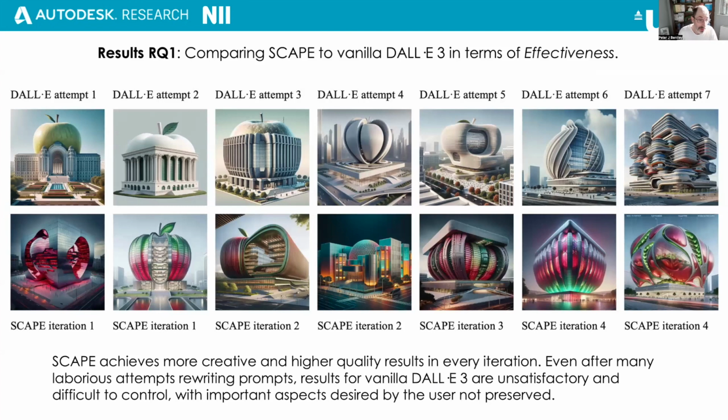Whereas actually SCAPE, from the first iteration, we get quite interesting concepts, and I'm able to preserve the things I like and mutate away from the things I don't like. And I end up with some really creative ideas by iteration 4. Look at the one on the far right. So clearly, this is quite effective.